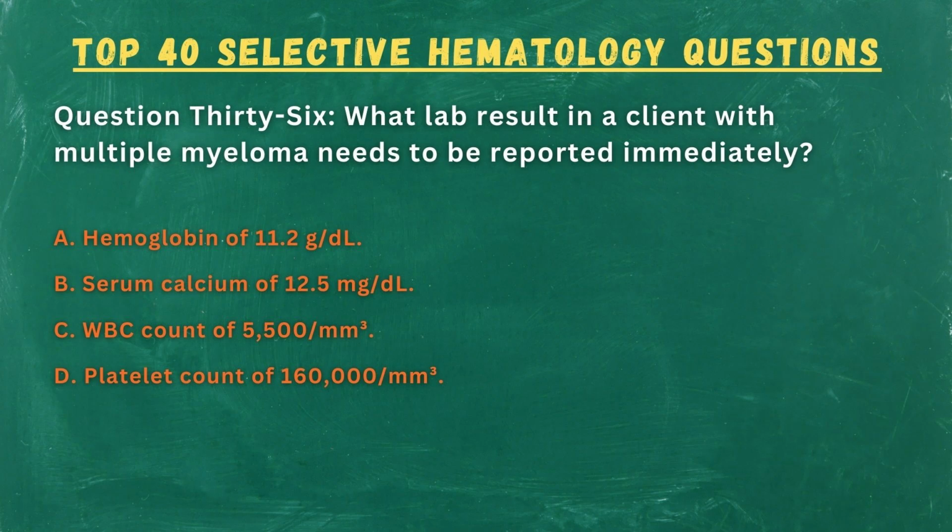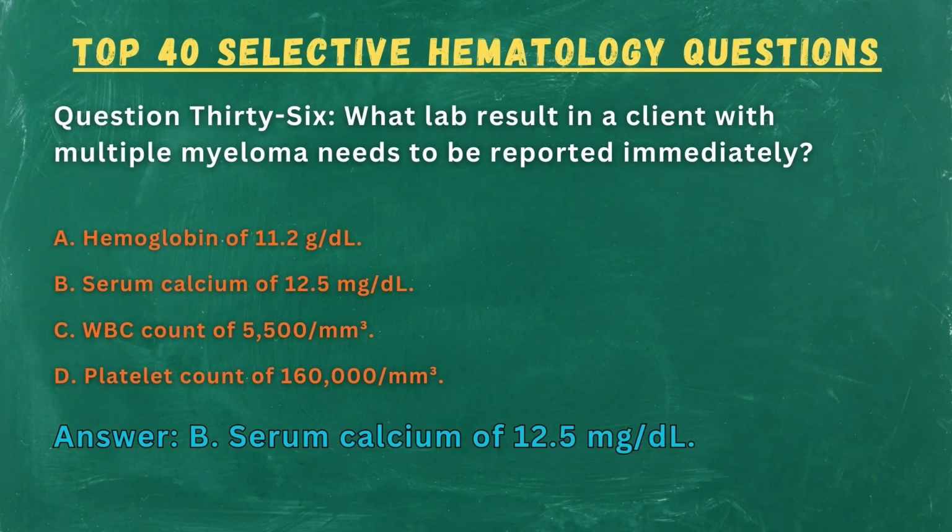Question 36. What lab result in a client with multiple myeloma needs to be reported immediately? A. Hemoglobin of 11.2 g/dL. B. Serum calcium of 12.5 milligrams per deciliter. C. WBC count of 500/mm³. D. Platelet count of 160,000/mm³. Answer: B. Serum calcium of 12.5 milligrams per deciliter.